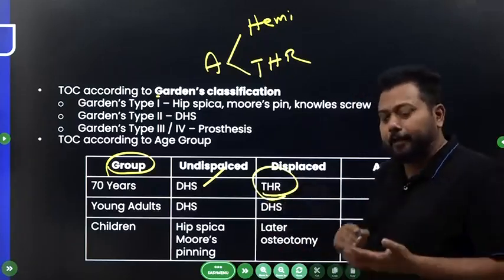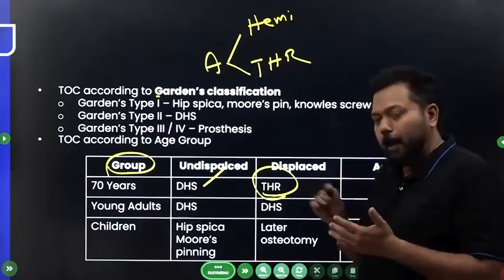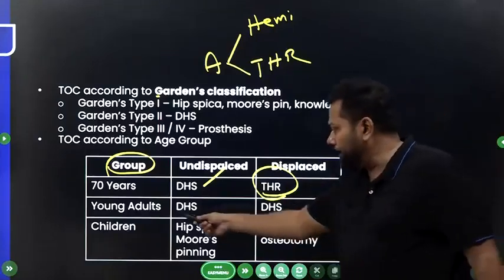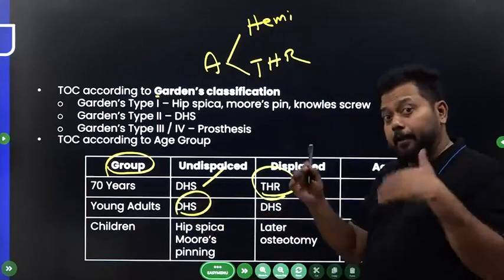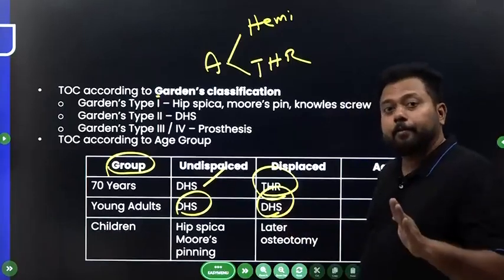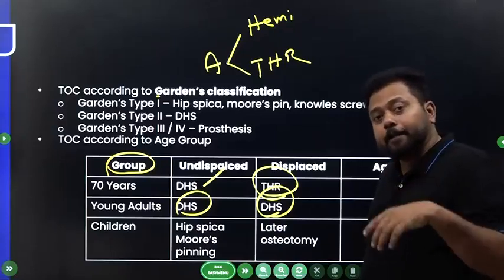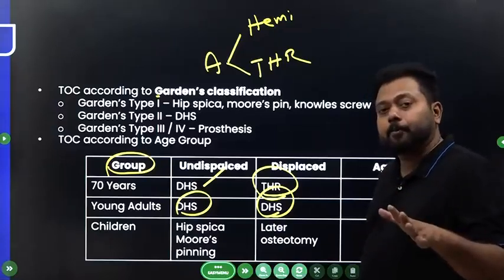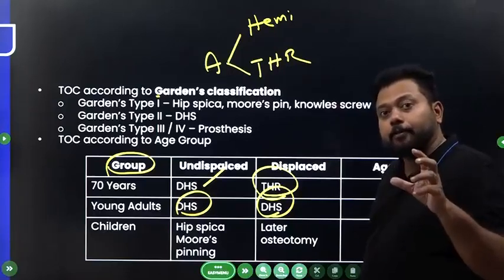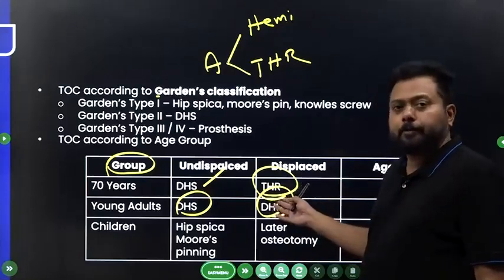If it's a young adult, for example aged 35, 36, 37, up to 40, and it is undisplaced, you do a dynamic hip screw. Even if it is displaced, try to reduce and do a dynamic hip screw. Wait for 3 months and see whether the head is taking up the blood supply. If it does, leave it with the dynamic hip screw. If even after 3 months it shows signs of non-union and avascular necrosis of the head of femur, no problem. Remove the DHS and replace it with joint replacement, arthroplasty.